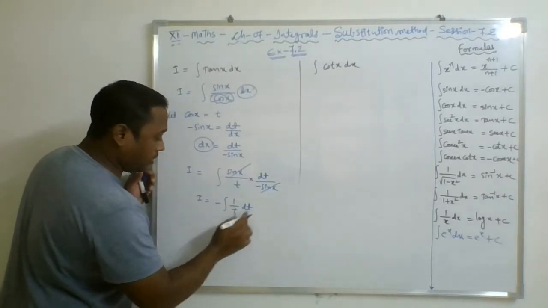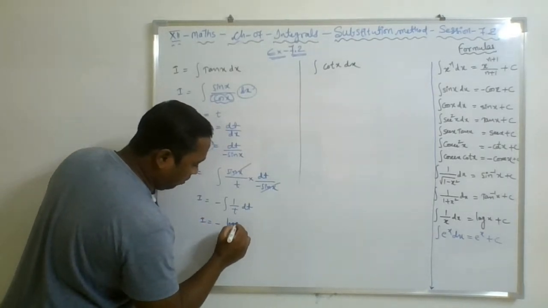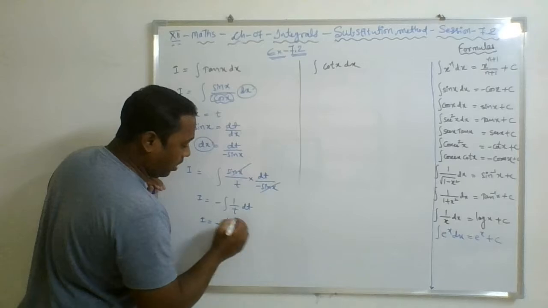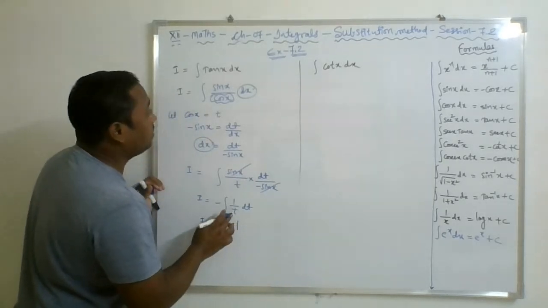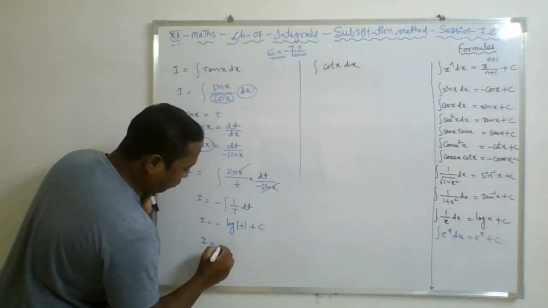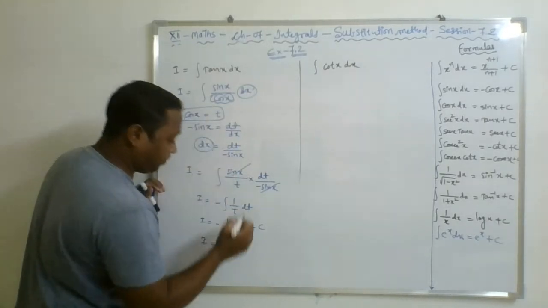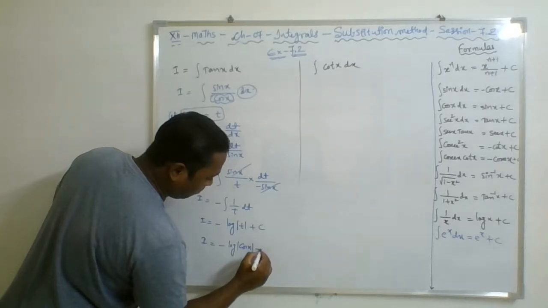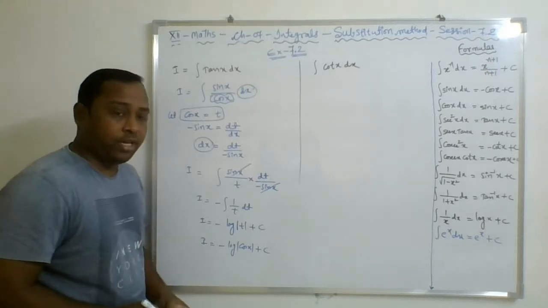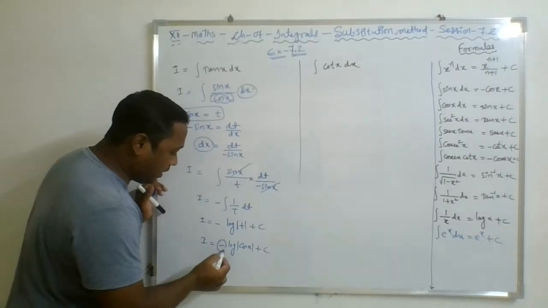1 by t dt is log t. So I is equal to minus of log of modulus t plus c. When you are taking the log formulas, always keep a modulus symbol here. I is equal to minus log of, what was t? Cos x. So minus log modulus cos x plus c. So this is a formula. But for the sake of convenience, we will modify this formula somehow to avoid this minus sign.